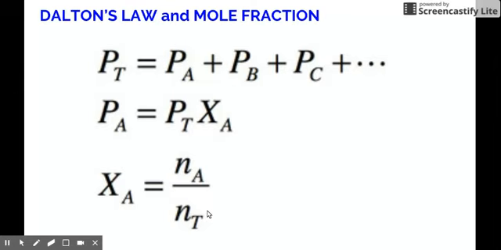Take note of these three basic expressions for Dalton's law and watch for the next series of this video for the computation of Dalton's law applying all these equations.